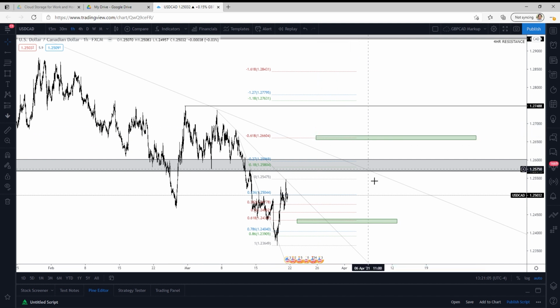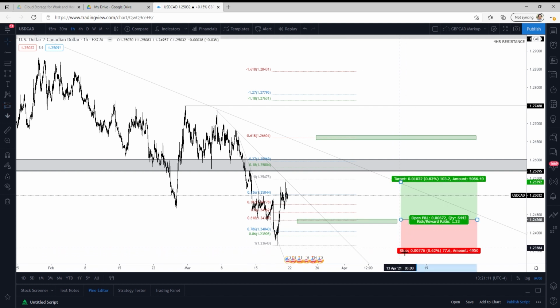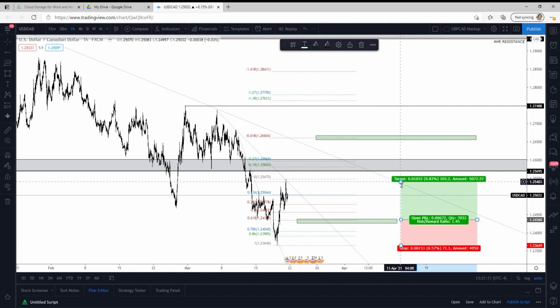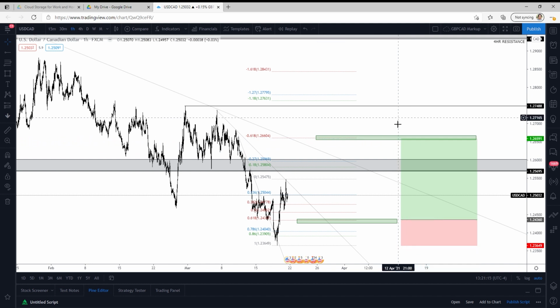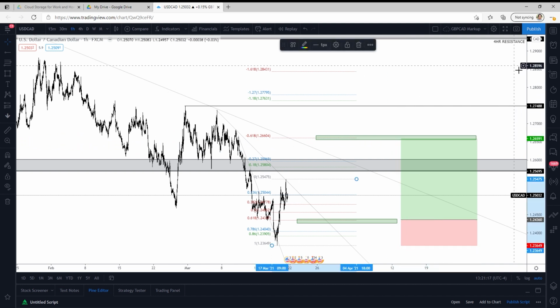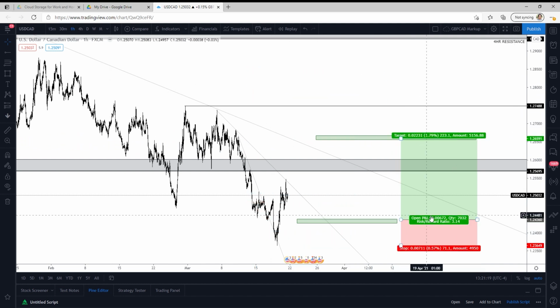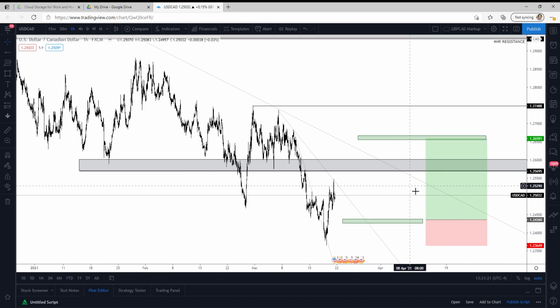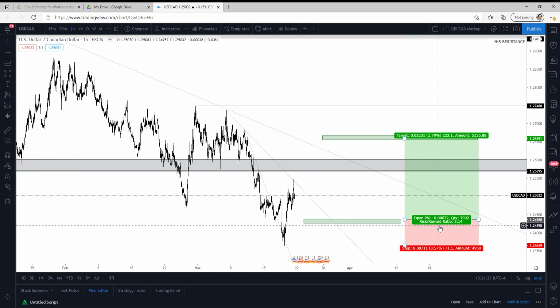We will see how it plays out next week. I'm going to go ahead and publish my idea. I'll link it below and we'll see what happens. Let me know, what do y'all think on USDCAD? Which way do you think it's going? You think it's going to sell off, or you think we got some buys potentially in play?